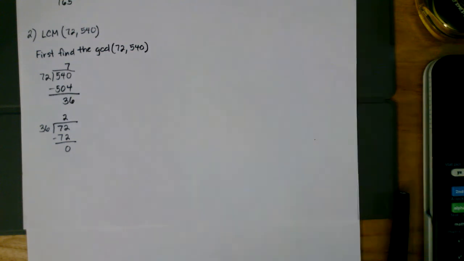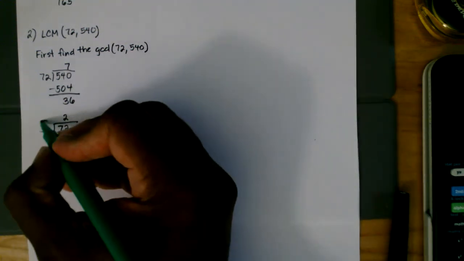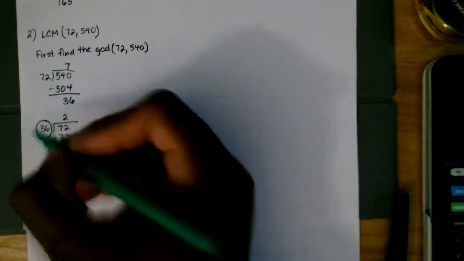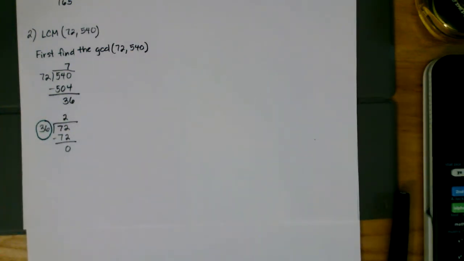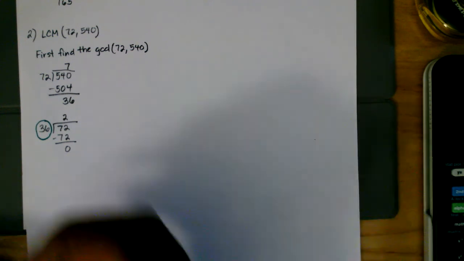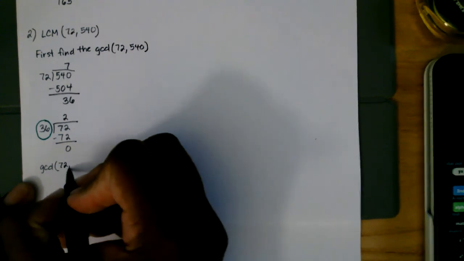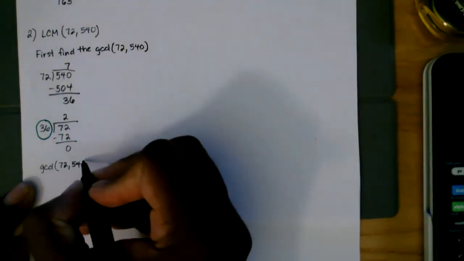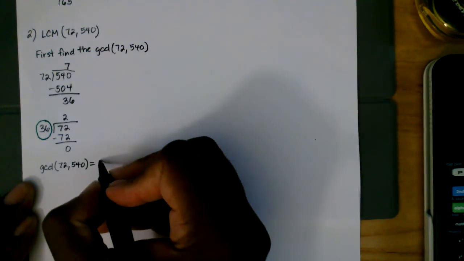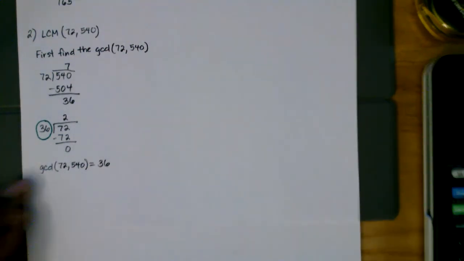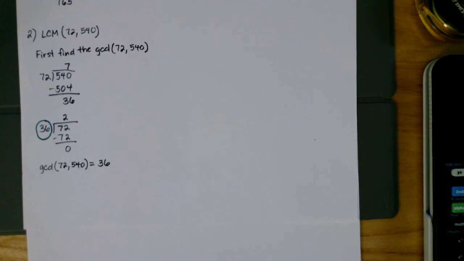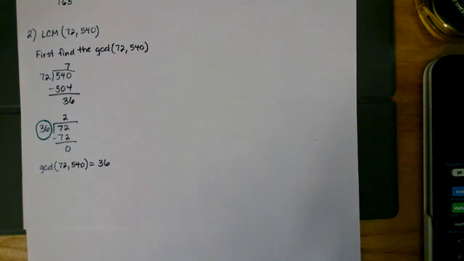And because of that, the last divisor that gave us the 0 remainder is the GCD of 72 and 540. All right, so we can say here that the GCD of 72 and 540 is 36. Okay. Now we know the GCD of those two numbers is 36. We can find the LCM.